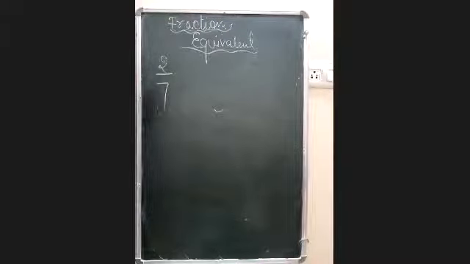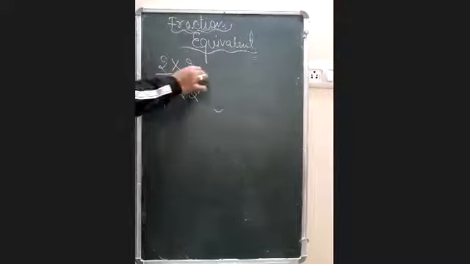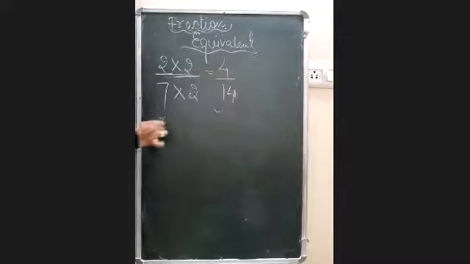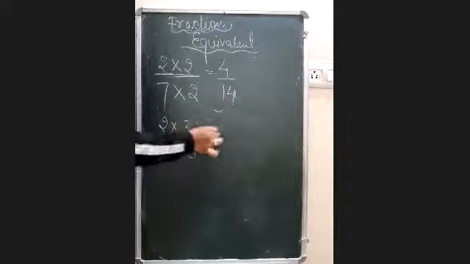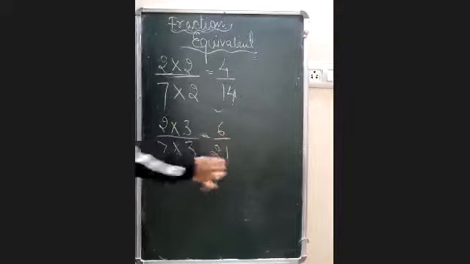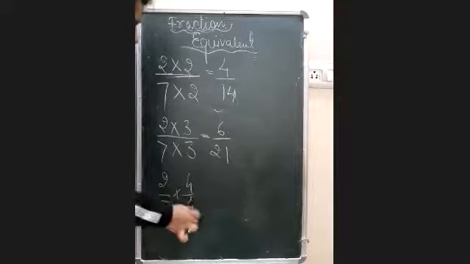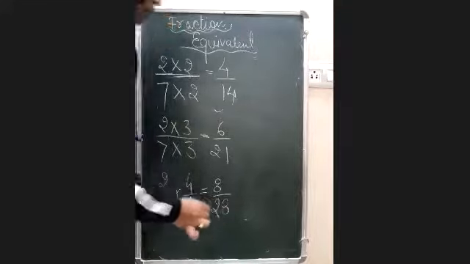It will not affect your question. For example, you can multiply 2 to numerator also, denominator also, it will not affect your question. Then again, you can multiply 3 with numerator and denominator both, it will give you 6 and 21. Then again, you can multiply with 4 to numerator and denominator both, it will give you here 8 upon 28.